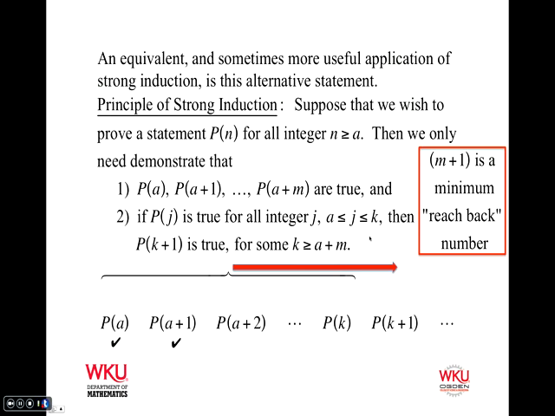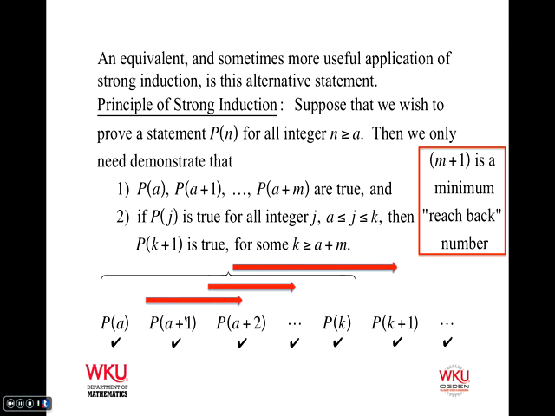This really is a minimum reach back kind of thing, and saying, well, you can reach back as long as you've got at least 2 things, right? So once you have that step 2, that inductive step proven, then you can go back to P of A and P of A plus 1 and say, oh, well, that gives me A plus 2. And then you can look at those 2 and get the next one and get the next one and so on. So it really is equivalent.